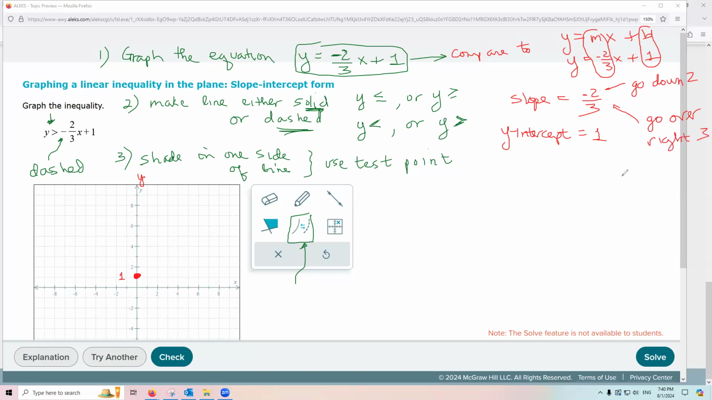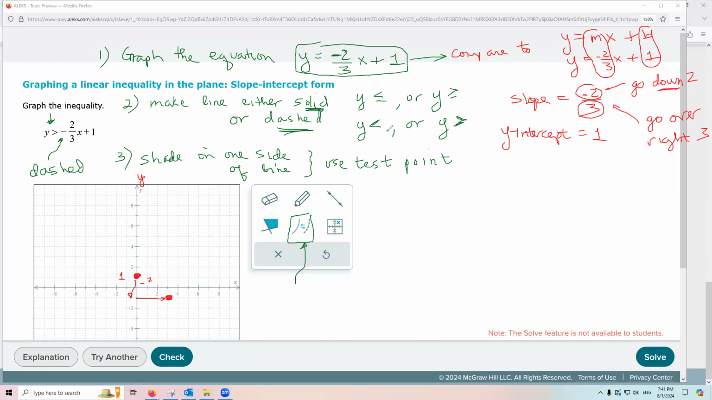Remember, slope is vertical change divided by horizontal change. The number on the top is telling me the vertical change, but if it's negative, that means go down 2. The number on the bottom is telling me the horizontal change, so go over to the right 3. All right, I'm going to do it. I'm going to go down 2, and go over to the right 3, and I'm going to put another red dot right here. And I'm going to connect these with a straight line.